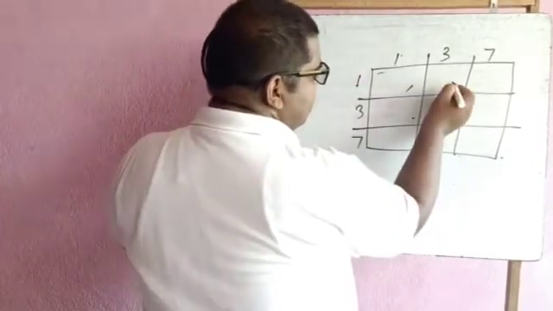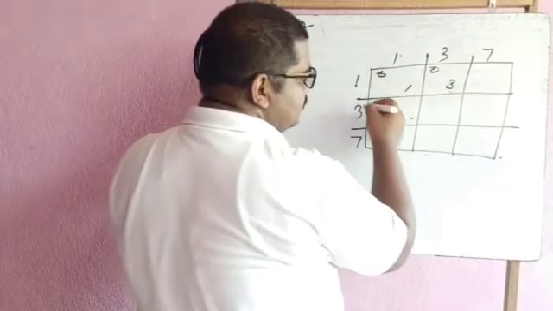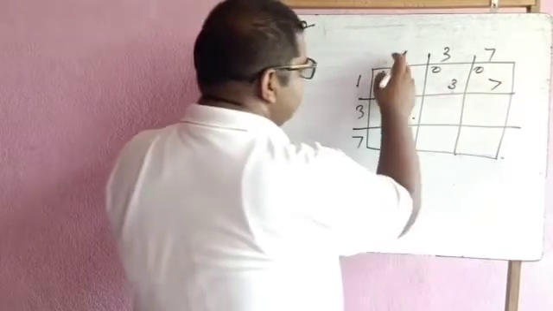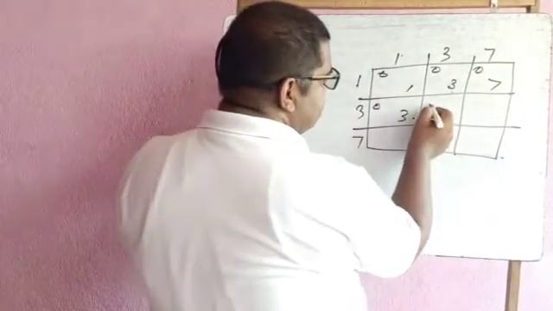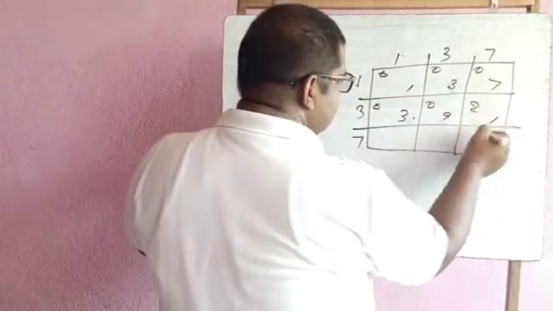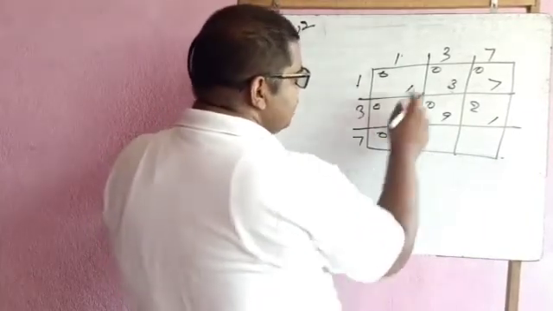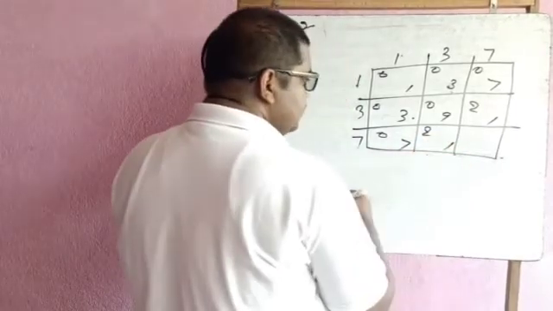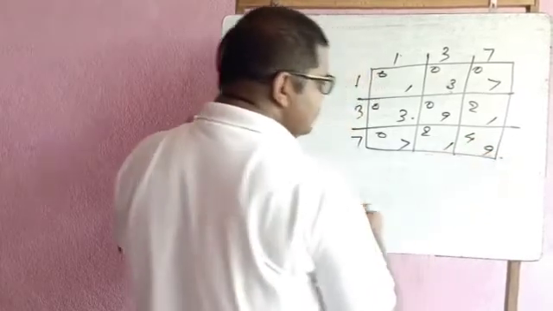1 is multiplied by 3, then it is 3. It is better if you put 0. 1 is multiplied by 7, the result is 7. 3 multiplied by 1, the result is 3. 3 is multiplied by 3, the result is 9. 3 multiplied by 7, the result is 21. 7 multiplied by 1, the result is 7. 7 is multiplied by 3, and that is 21. 7 multiplied by 7, the result is 49.